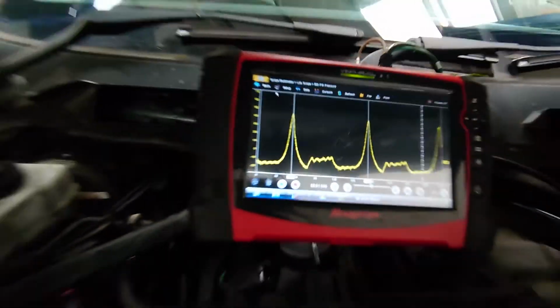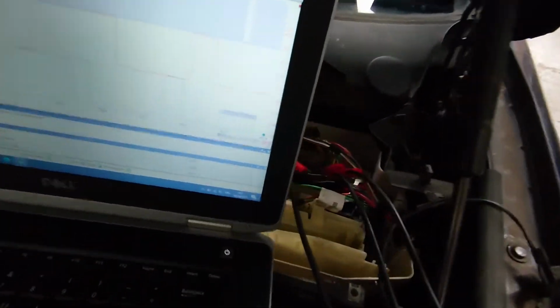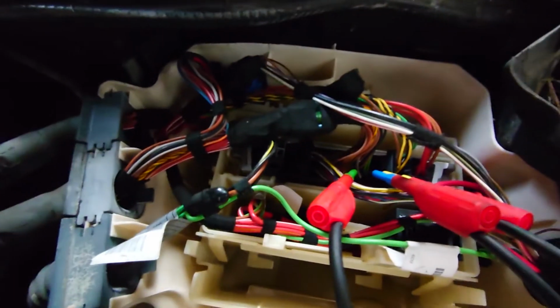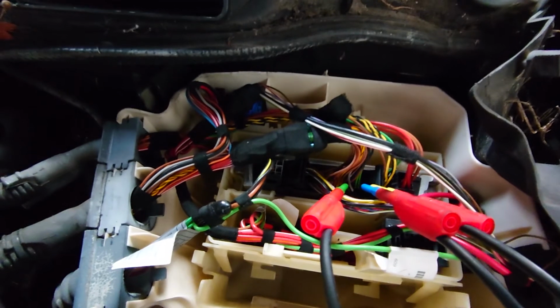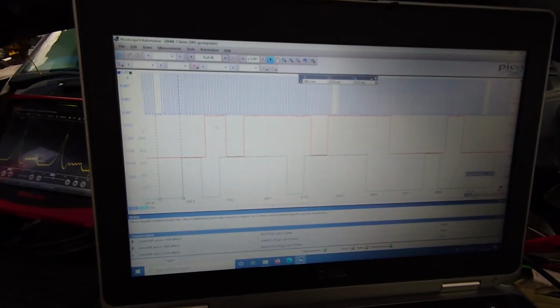But from there, what I've done, so we've got the old Pico out, and got into the ECU here, and we've got it back-probed into the crankshaft sensor and both the camshaft sensors. And what we've got is I've done a comparison with a known good.